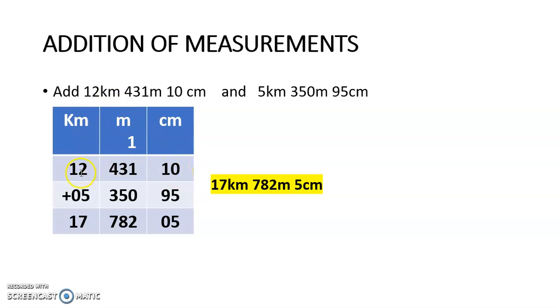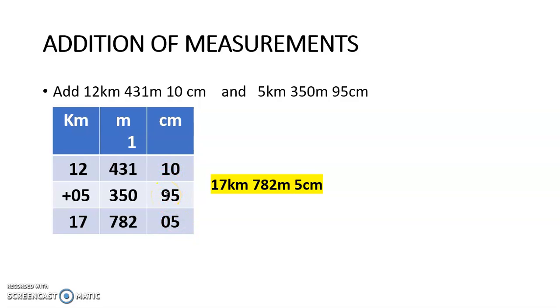So 12 kilometer, 431 meter and 10 centimeter. Then plus 5 kilometer. We can add one 0 here to make the number of digits same in the column. 350 meter and 95 centimeter. Let us add it now.